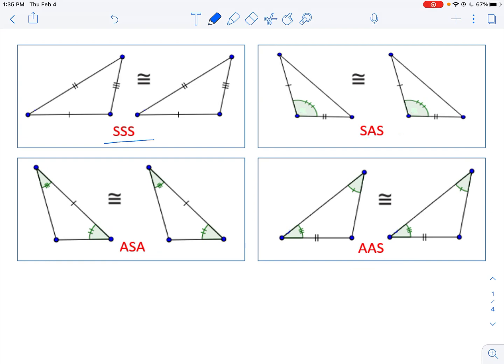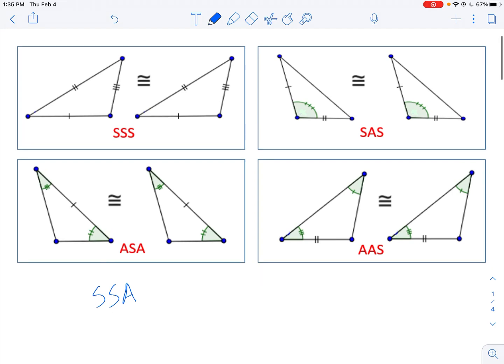I want to point out that there's one relatively famous one that does not guarantee congruence, and it's the side, side, angle, which, if you spell it backwards, is something you're not allowed to say at school. And it is not a guarantee of congruence. So if you end up with something like that, where you have an angle and then 2 sides that are congruent, that is not a guarantee of congruence.